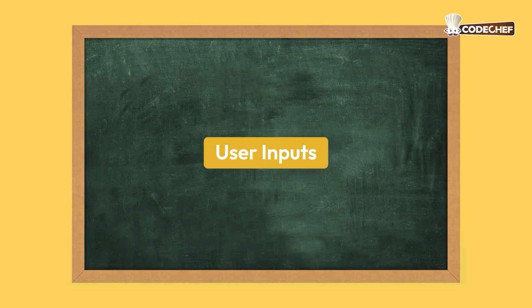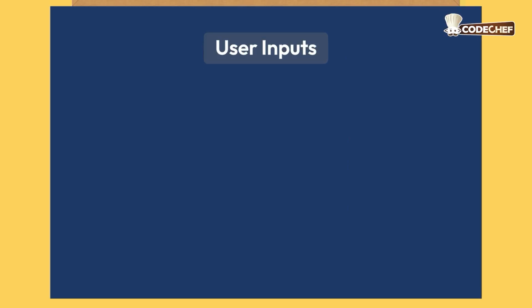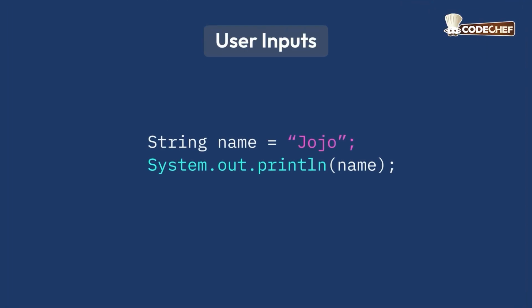So far, when we have written programs, we have directly assigned values to variables. Every time you run this code, the value of the name variable will always be Jojo. But in real world programming, we want our programs to work with different values each time they are run. These values are provided by the user through inputs.